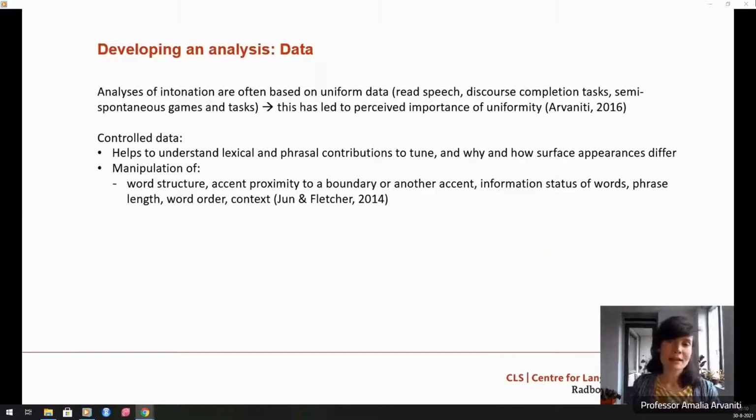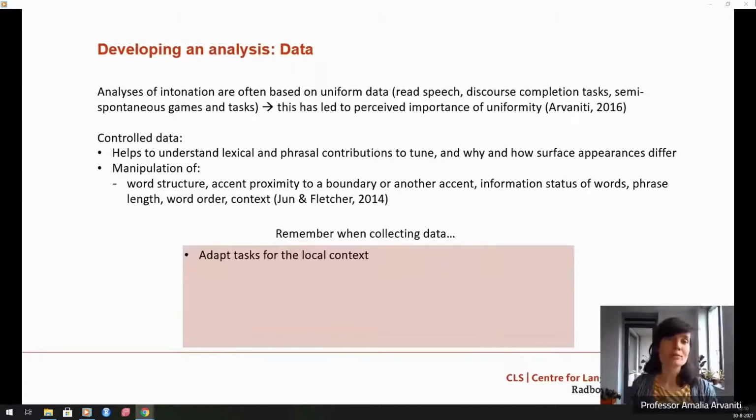So when collecting data and analysing data, here are some tips. Try to adapt the tasks you're using to the local context. This might be using pictures of familiar objects, using objects that are familiar to people, using a local game, and considering people's familiarity with structured tasks. Maybe adapt them. Don't just rely on read speech, consider using games to elicit more natural speech as well.